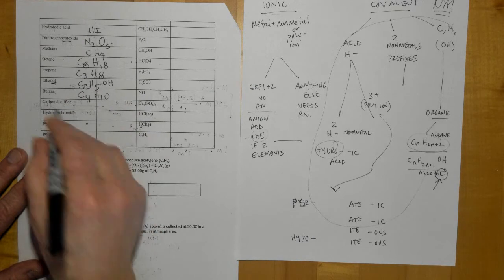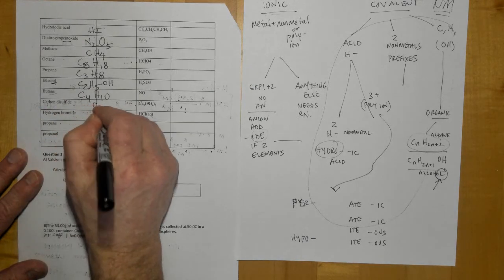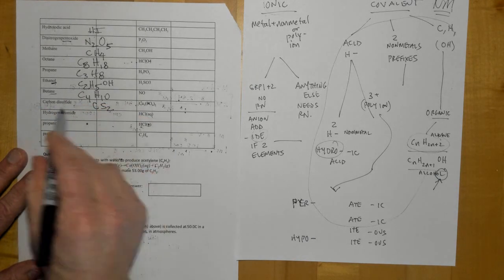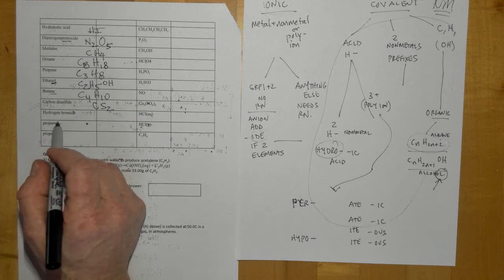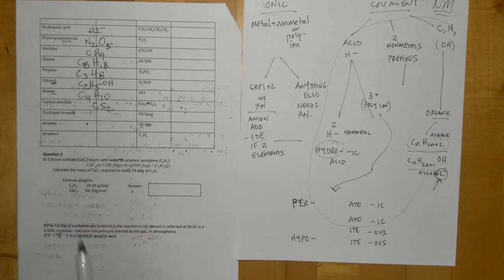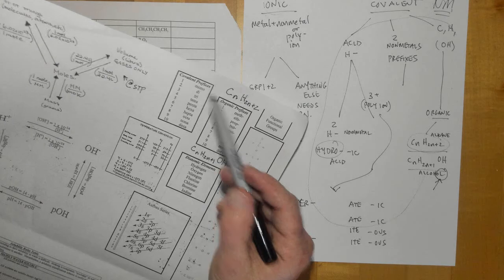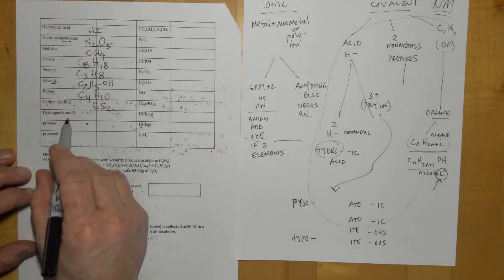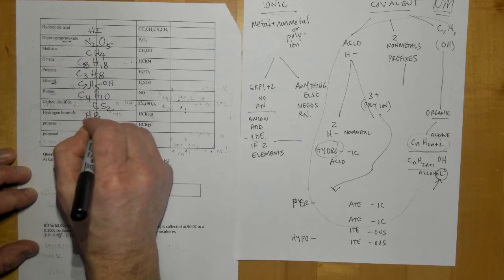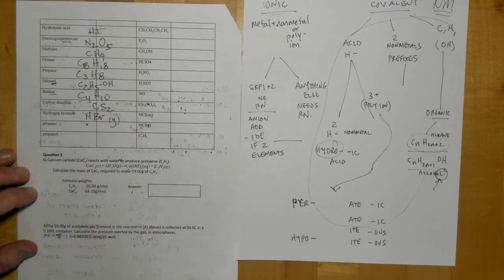C4H10. Carbon disulfide, so carbon S2, because it's got a di right there. So if you forgot those prefixes, remember they're over here again, these covalent prefixes for di. Hydrogen bromide, so this is just HBr. It's got to be in the gaseous form, otherwise we call it hydrobromic acid.